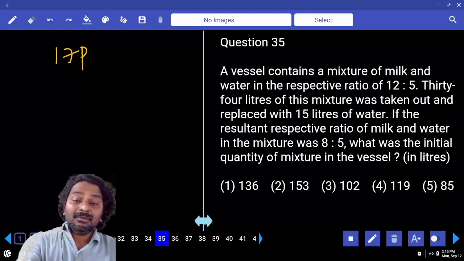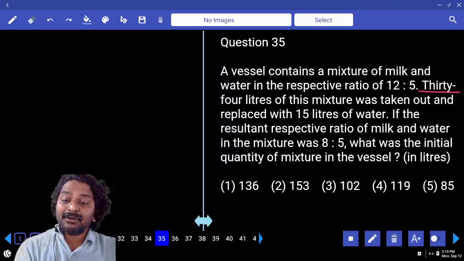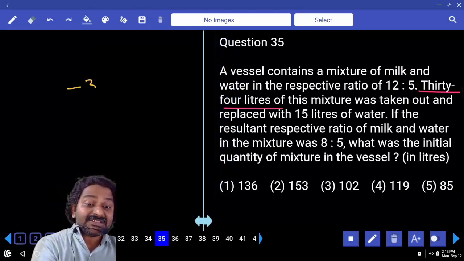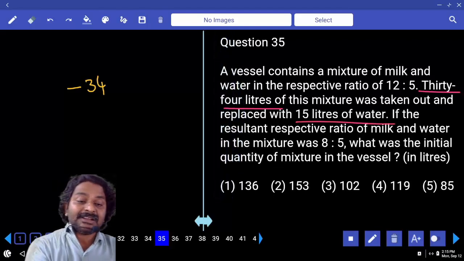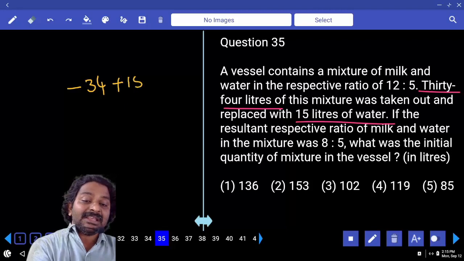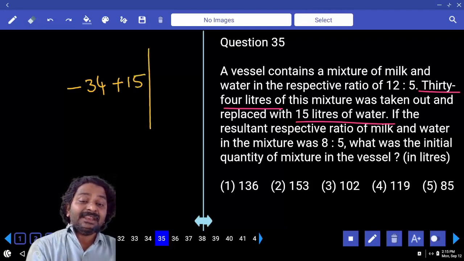But now 34 liters quantity is taken out. And then 15 liters of water is added. What is the final effect?